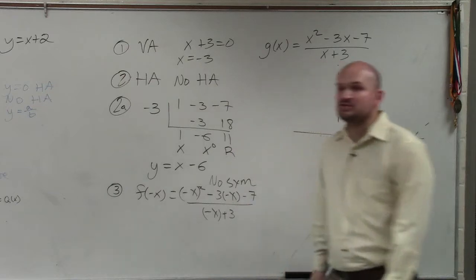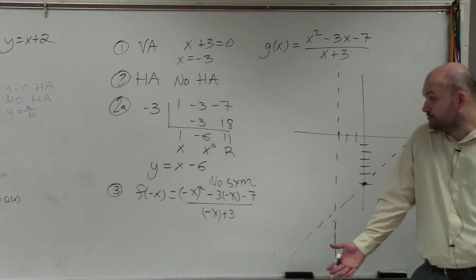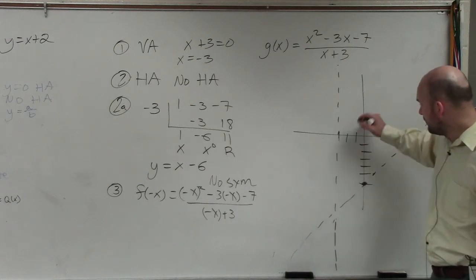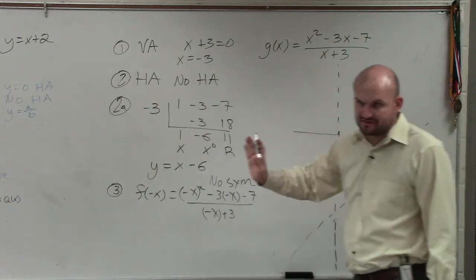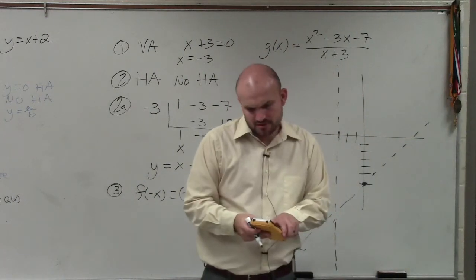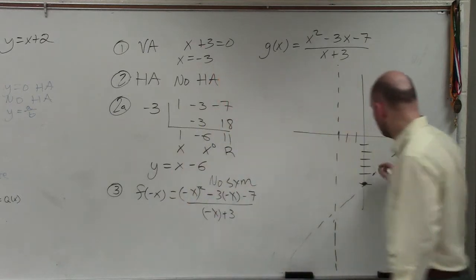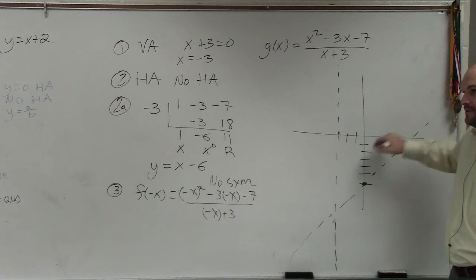OK? Step number 4 would be to choose points. I ran out of time to do points. So what I would do is I'd pick 2 points to the right of my vertical asymptote, pick 2 points to the left of my vertical asymptote. However, did I graph this? No. It approaches right here, right? Yeah.